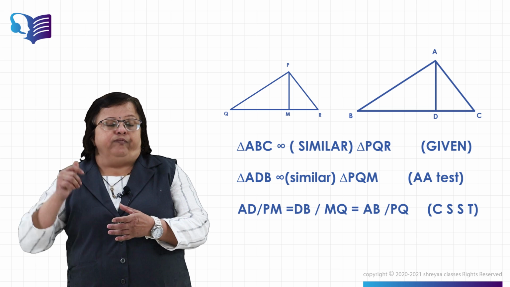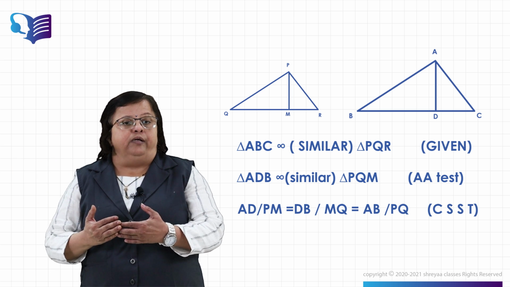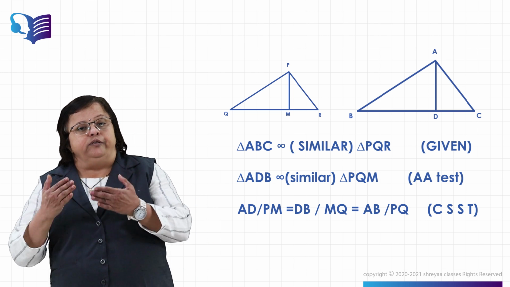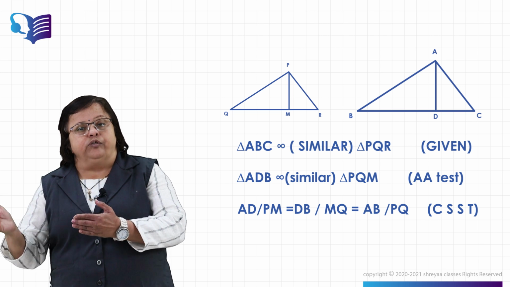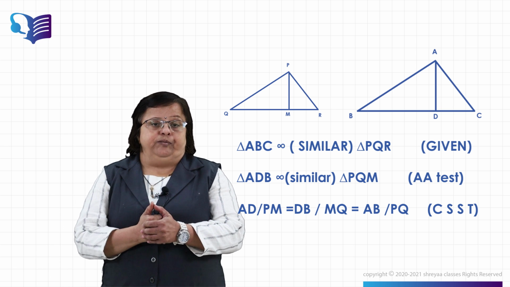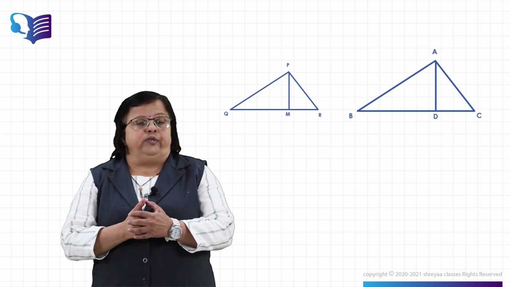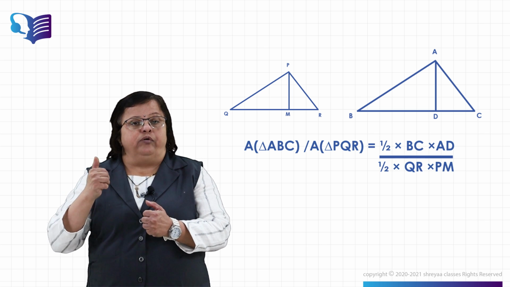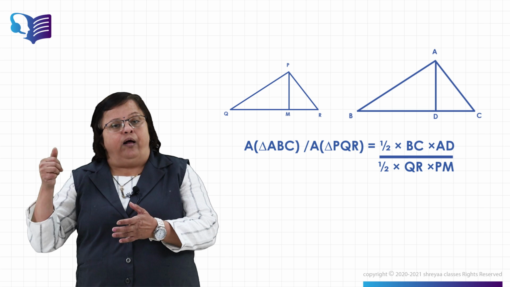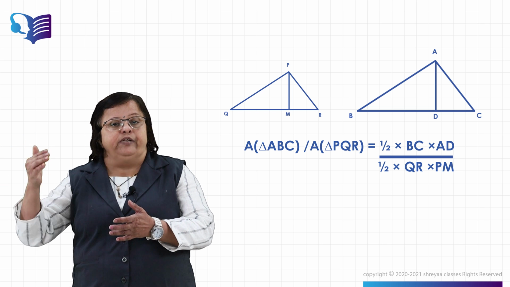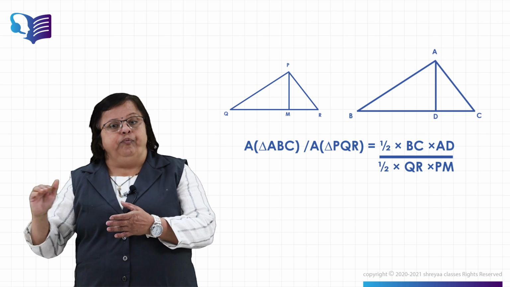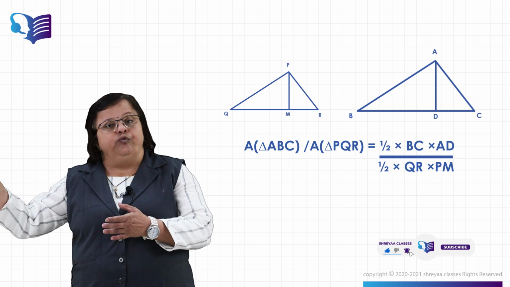And therefore, when the triangles are similar, we can write that AB upon PQ is equal to AD upon PM is equal to BD upon QM. Okay. Now we will write the ratio of the areas of the two triangles. We have to prove that only. So area triangle ABC upon area triangle PQR is equal to, what is the formula for area of any triangle? Half into base into height. So we will write is equal to half into BC into AD upon half into QR into PM.